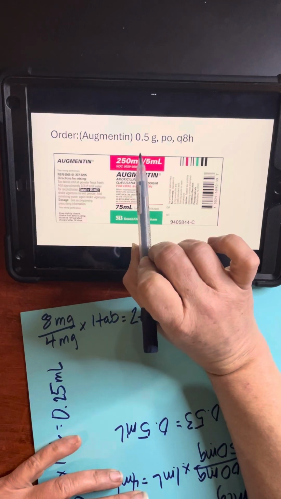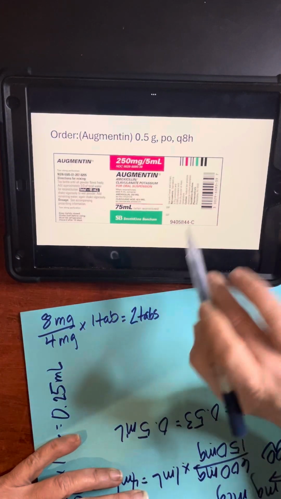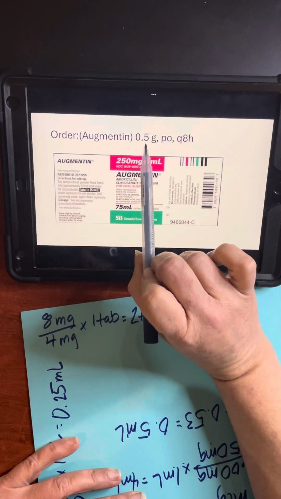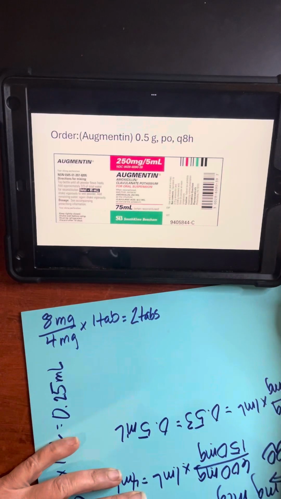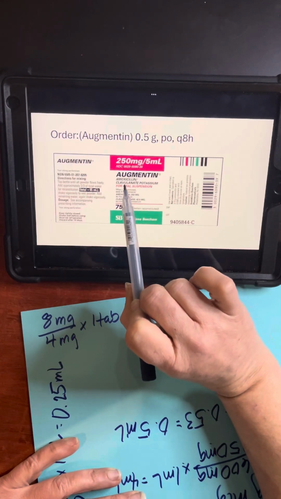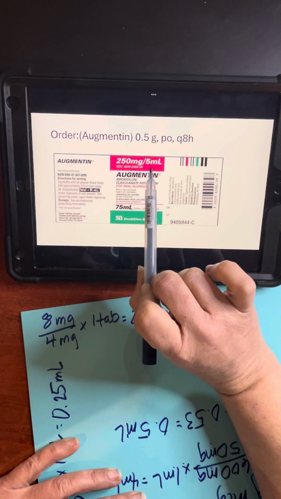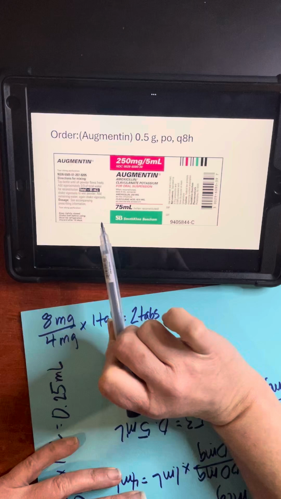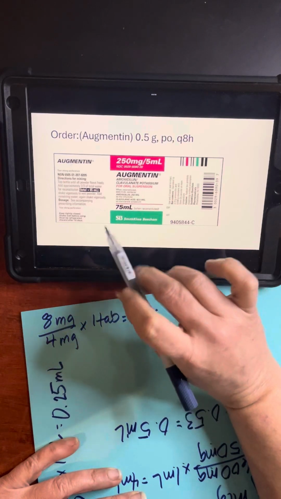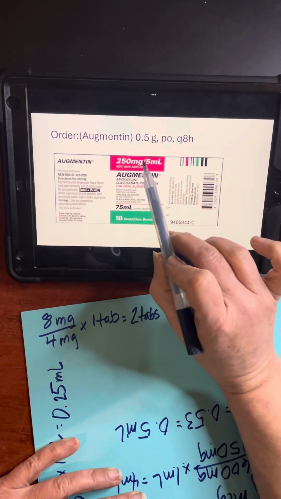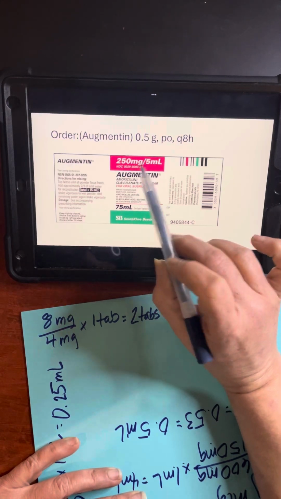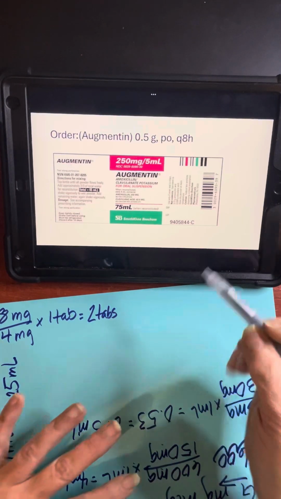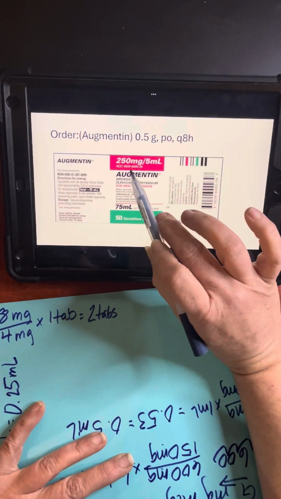The order's for Augmentin. Look, I had to get a shot because I've had the crud, and it's whooping me. But anyway, here I go. Augmentin, 0.5 grams, PO every 8 hours. And this is what we got. Augmentin, 250 milligrams in every 5 milliliters. The whole thing is 75 milliliters for the bottle, but that's not what we use. We're looking for the per. You see that per? That tells you what we have in our hand. And look, this is grams, and what we have is milligrams.